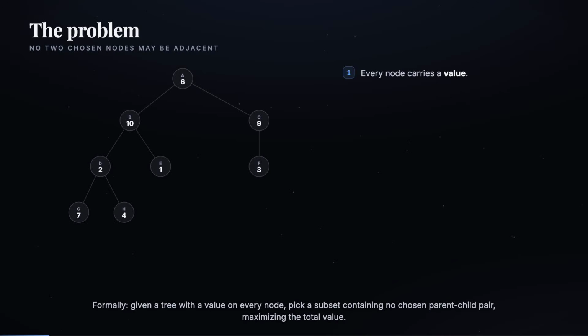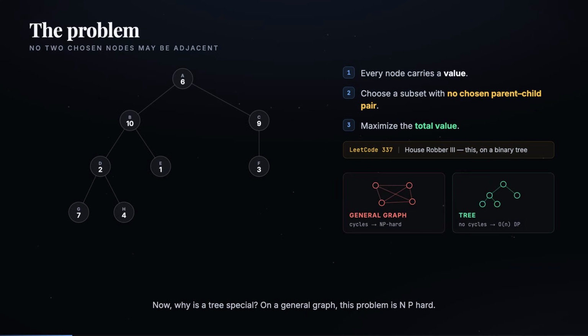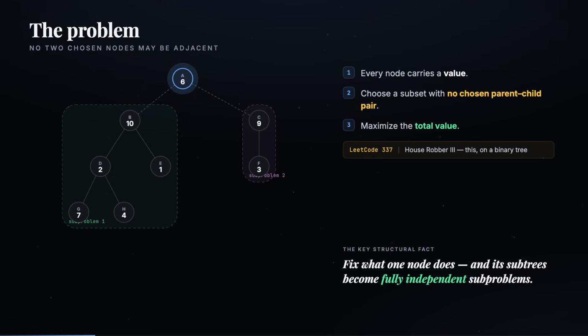Formally, given a tree with a value on every node, pick a subset containing no chosen parent-child pair, maximizing the total value. On a binary tree, this is exactly LeetCode's House Robber 3. Now, why is a tree special? On a general graph, this problem is NP hard. But a tree has no cycles, so the moment we fix what one node does, its subtrees become completely independent subproblems. That is the crack we pry open with dynamic programming.